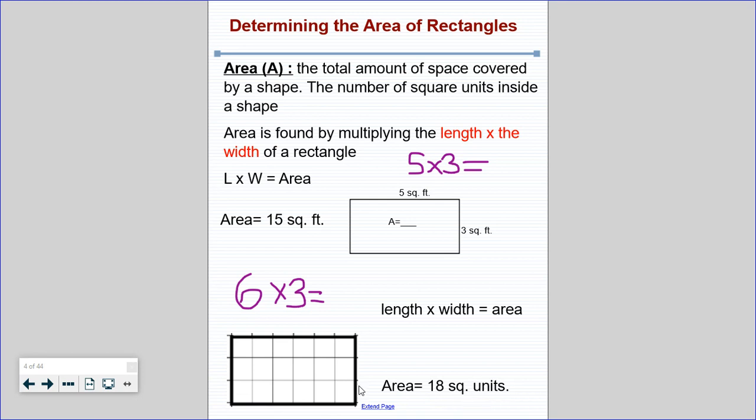Notice I said units because I don't know if these are inches or miles or kilometers or yards. I just know that there's a square unit there. Now up here, I didn't say square units. I said square feet because my unit was labeled. So to sum up, to find the area of a rectangle, you multiply the length times the width.